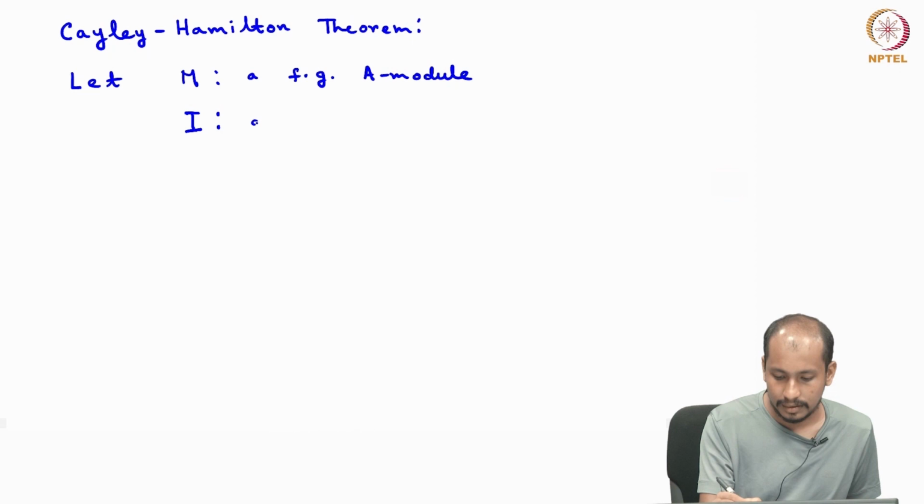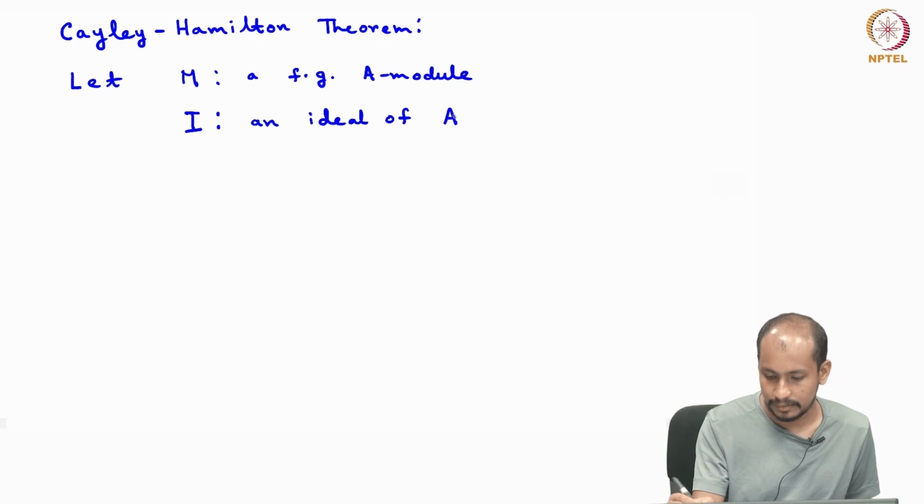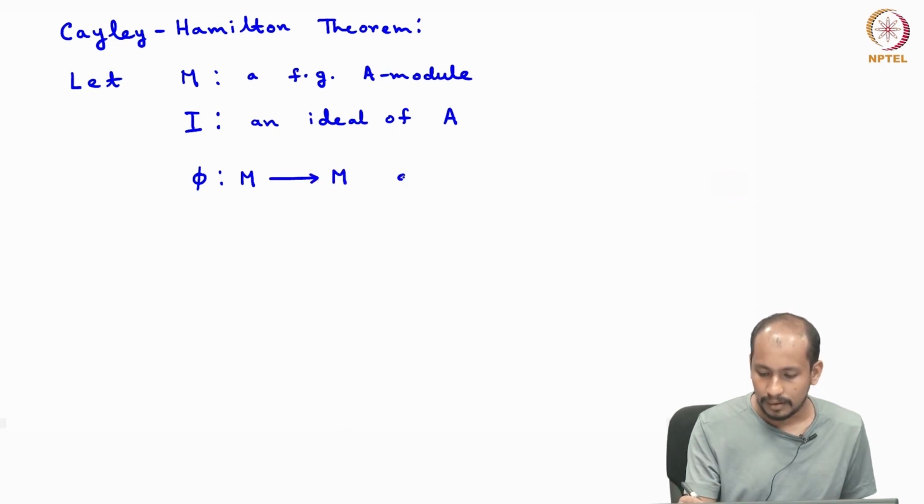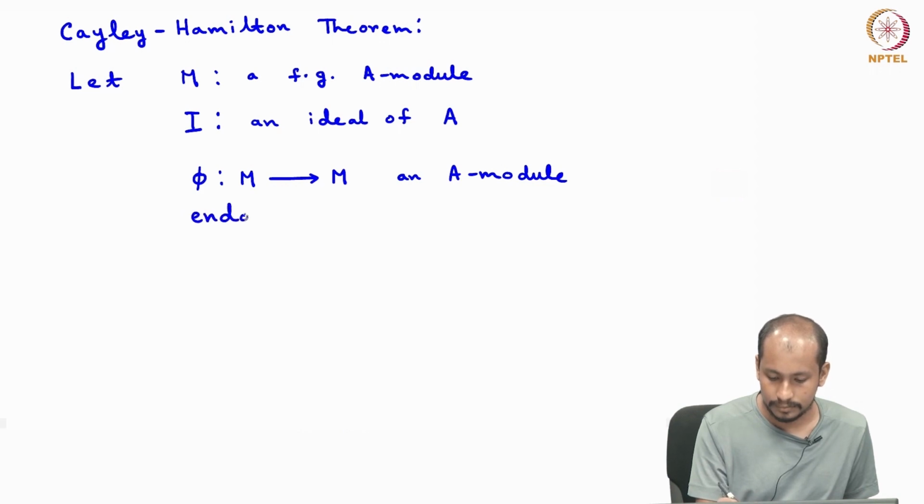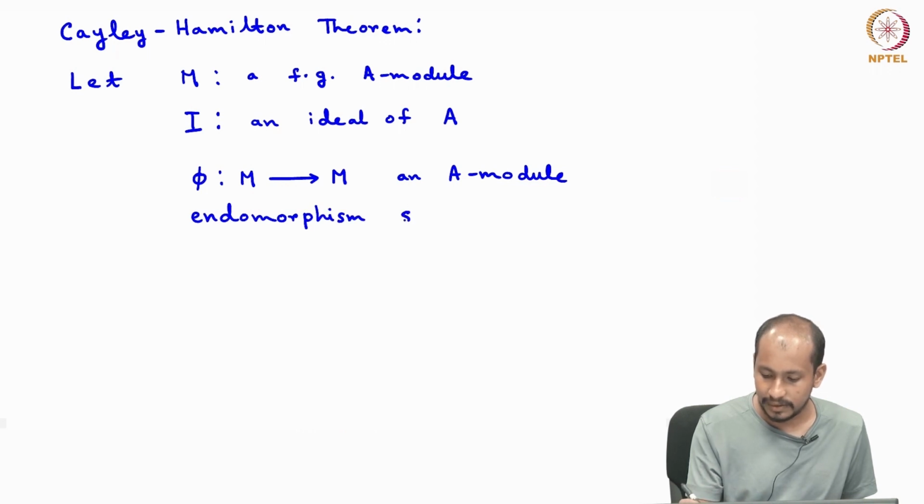Let I be an ideal of A, and phi from M to M be an A module endomorphism satisfying the property that the image of this endomorphism is inside I times M.